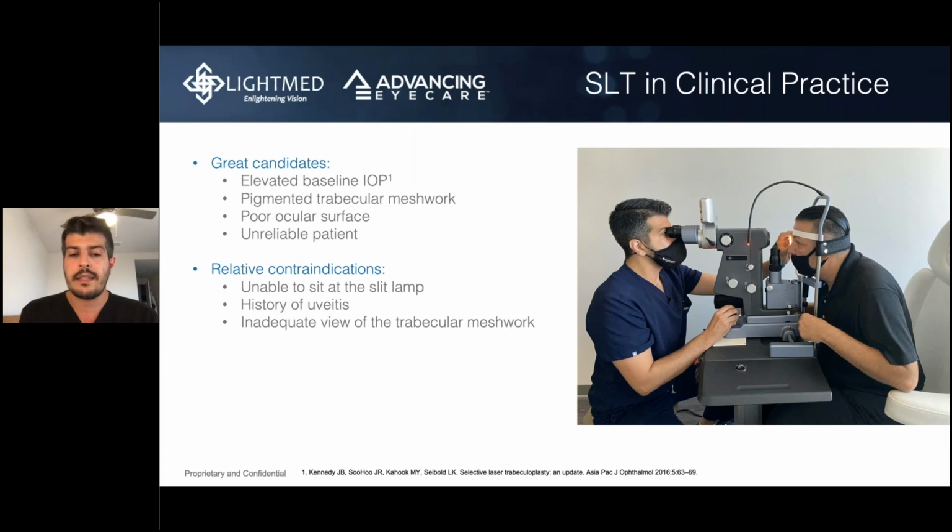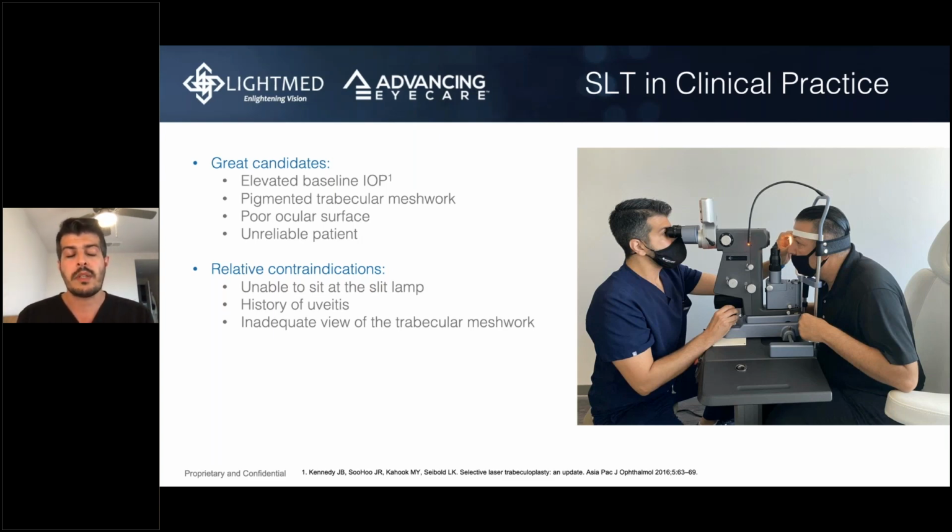If anyone has any significant history of uveitis, so let's say they have HLA-B27 uveitis, SLT can potentially reactivate their uveitis. So if I see a young patient with glaucoma with recurrent evidence of uveitis, I will probably stay away from SLT. I would say this is a relative contraindication. It's not an absolute contraindication.